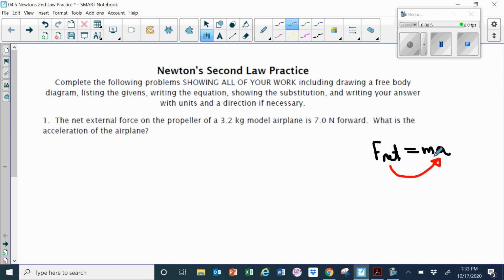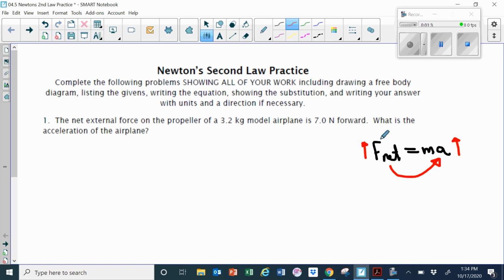And you can also notice by looking at this equation that if you have a larger force, and you have the same mass, then your acceleration has to be greater, right? So your acceleration is directly related to the force. If the mass doesn't change, then the acceleration is directly related to the force applied. The greater the force, the greater the acceleration.